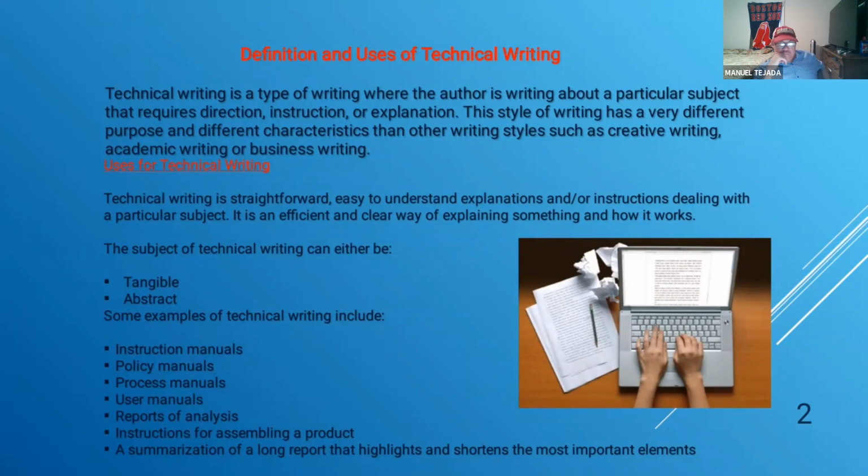After this, we also have some examples of technical writing, such as instruction manuals, policy manuals, process manuals, user manuals, report of analysis, instructions for assembling a product, a summarization of a long report that highlights and shortens the most important elements. In the video about the different types of technical writing, I have discussed all these types of technical writings in detail.